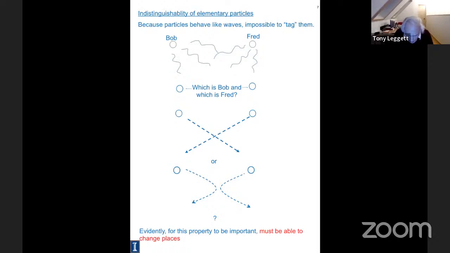But in order for that property to be important, the particles in question must be able to change places. That's exhibited very nicely by the rotational and vibrational properties of the carbon molecule. If I have a carbon molecule, which remember is C2, just 2 carbon atoms, and it's made out of 2 different isotopes of carbon, say carbon 12 and carbon 13, then there are really no effects of indistinguishability.